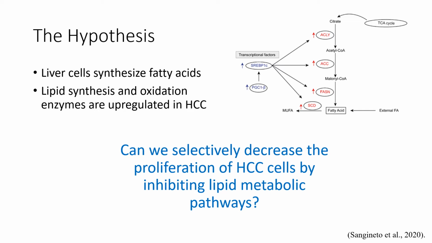The figure on the right, from a study completed by Sanginento and colleagues in 2020, shows 4 critical lipid synthesis enzymes and their regulatory transcription factors whose expression was found to be upregulated in tumors isolated from HCC cells. This demonstrates that HCC could be exploiting lipid metabolism to obtain energy and resources to fuel its development. Therefore, we hypothesize that by inhibiting these pathways, we can selectively slow the progression of HCC by depriving it of the energy and resources it needs to grow.